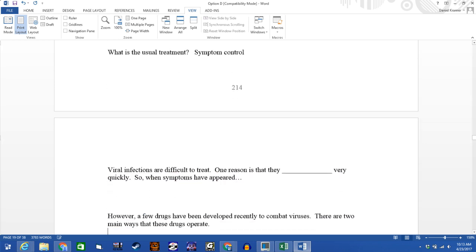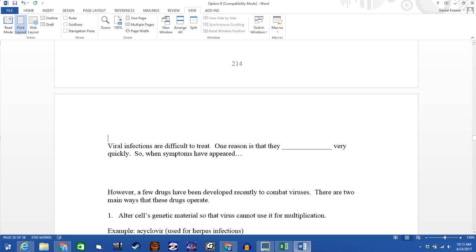Viral infections are difficult to treat. One reason is that they replicate awfully fast. So let's write that in: replicate very quickly. Initially, when you get infected with the virus, you don't have symptoms, and by the time you have symptoms, guess what? It's too late. When symptoms have appeared, it's too late to kill the virus. You might as well just treat symptoms, because by the time you treat the virus, essentially it's going to be taking care of itself anyway.